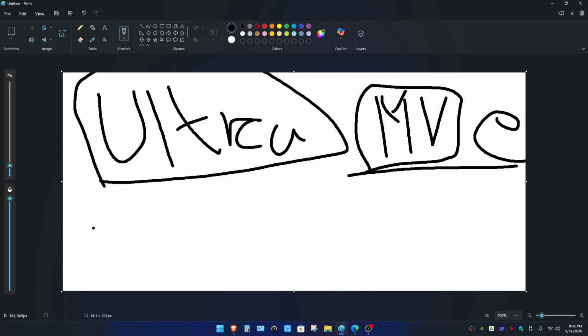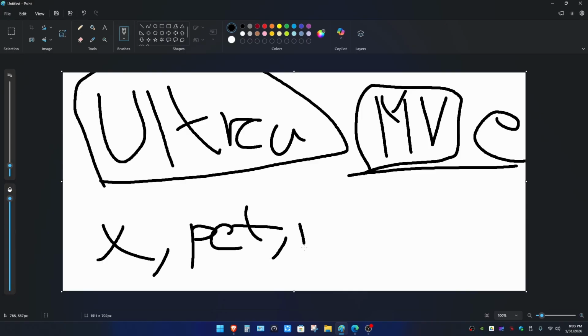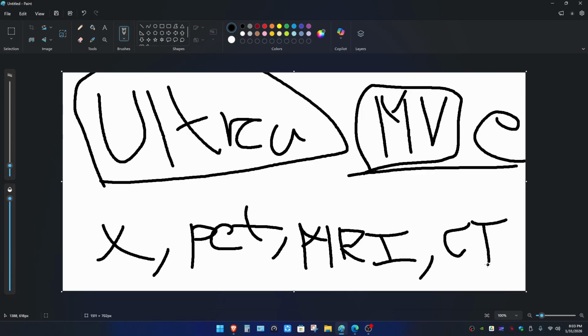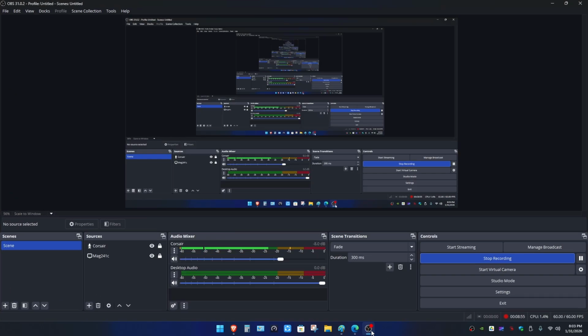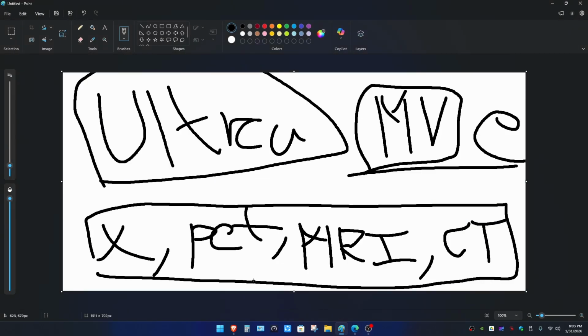Okay, this is classical. But here's the thing: X-ray, PET scan, MRI, and another one, CT scan. All of these four devices are basically quantum. Quantum means they still produce a type of vibration, but it is quantum-like. We cannot hear it with our ears, but we can hear it with sophisticated devices.